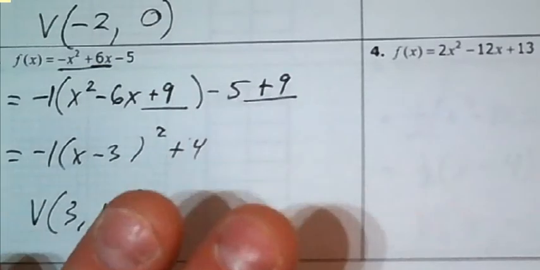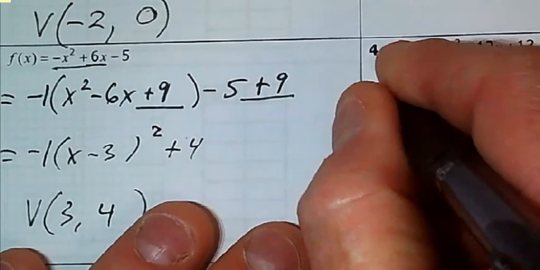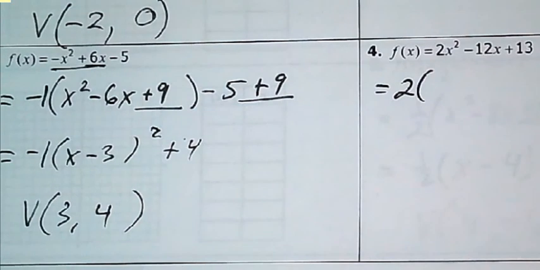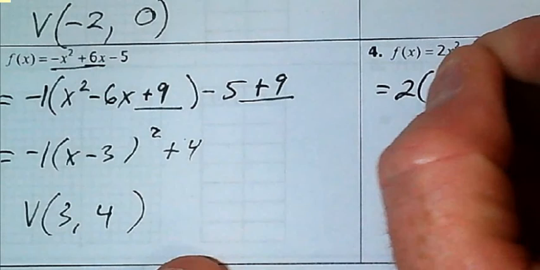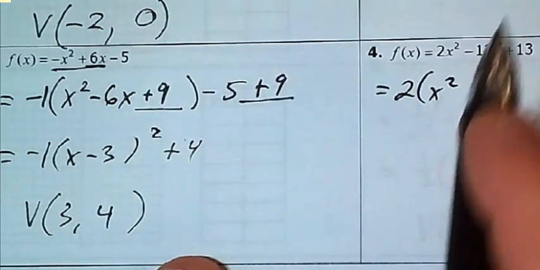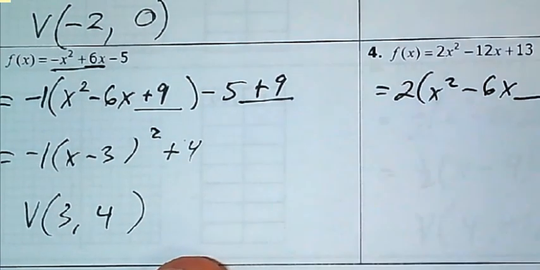This next one. Notice there's not a negative in front of x squared, but there is a 2. We're going to put the 2 on the outside of the parentheses. Now, on the inside, you've got to divide out the 2. So, 2 divided by 2 is 1. That leaves x squared. And then negative 12 divided by 2 is negative 6. Don't forget your x. Leave your blank. Close your parentheses. Plus 13 blank.